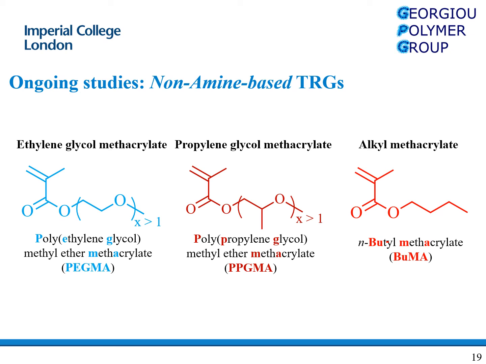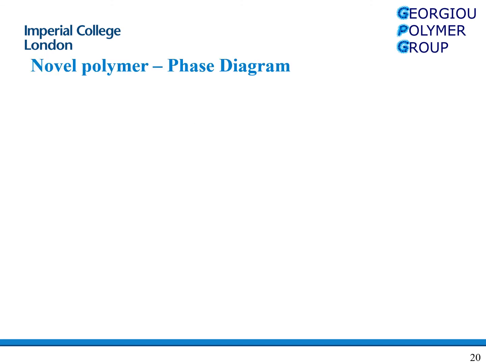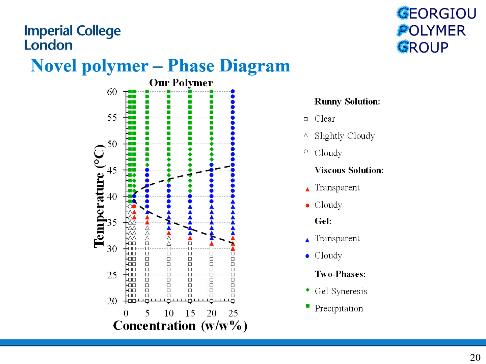So in the current studies that we are working on, we are trying to move away from the amine monomers because they might induce cell toxicity. So we are making polymers with these monomers here. We're using either ethylene glycol based monomers or propylene glycol based monomers, and different alkyl methacrylate monomers such as butyl methacrylate. We have recently developed a polymer that forms a gel at very low concentrations, and here I present the phase diagram of it.